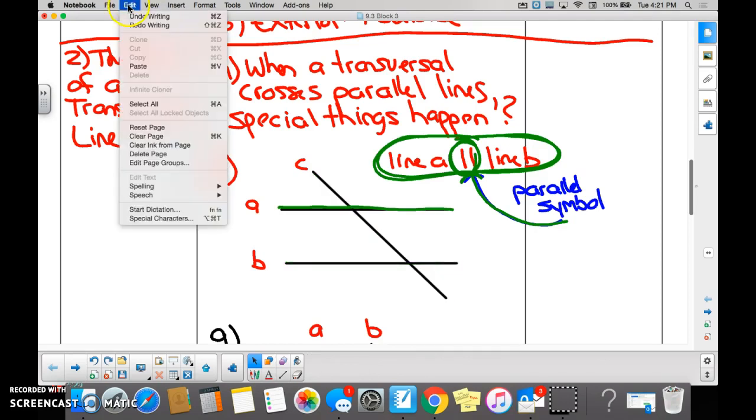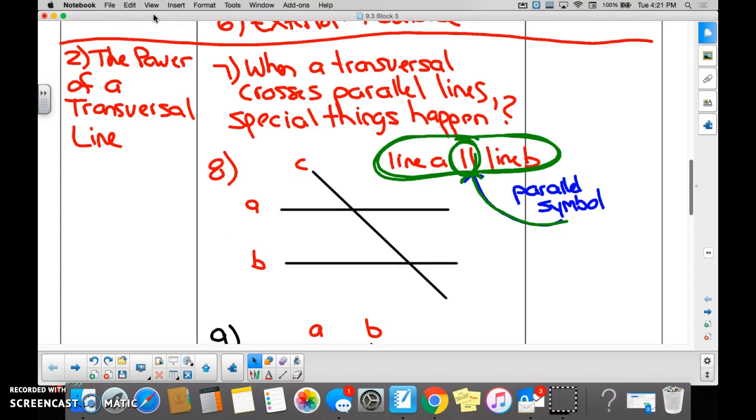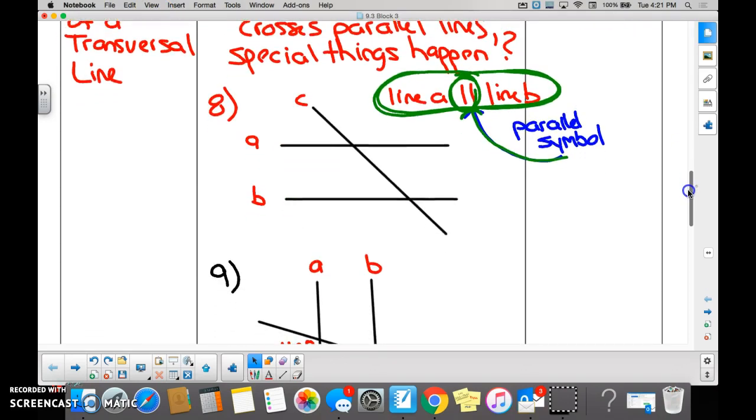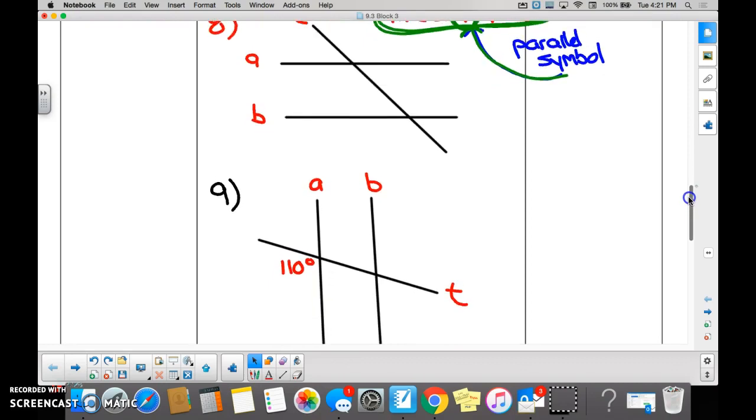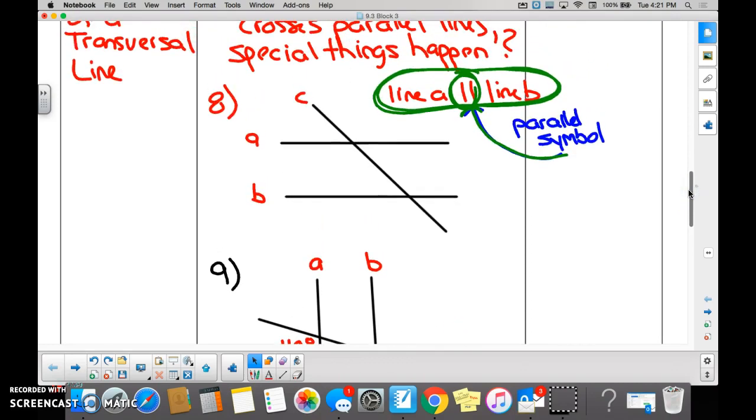Okay, so I'm going to erase the lines that I just drew, and we're going to talk about the special things that start happening down here on number 8. Some special things that happen would be that we have angles that are the exact same, or corresponding. There are angles sitting in the same spot with the same measure.